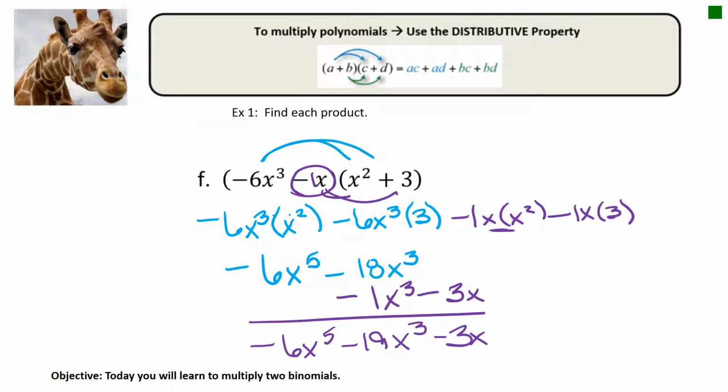I haven't been asking, but is it always in standard form when you do that? No. Should you put it in standard form? Yes.